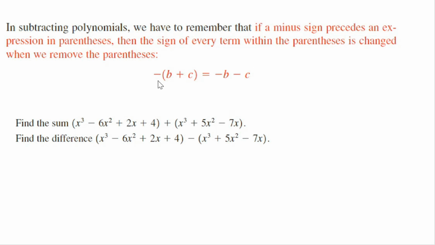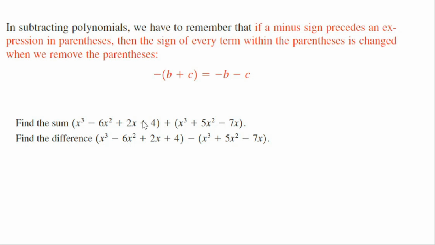All right. So if there's a negative outside of this quantity b plus c, then the sign inside the parentheses will be changed to its opposite sign. Therefore, from positive b, it becomes negative b, and from positive c, it becomes negative c. Or you can use the distributive property and multiply the signs, like and unlike. So in this case, negative times b is negative b, and negative times positive c is negative c.